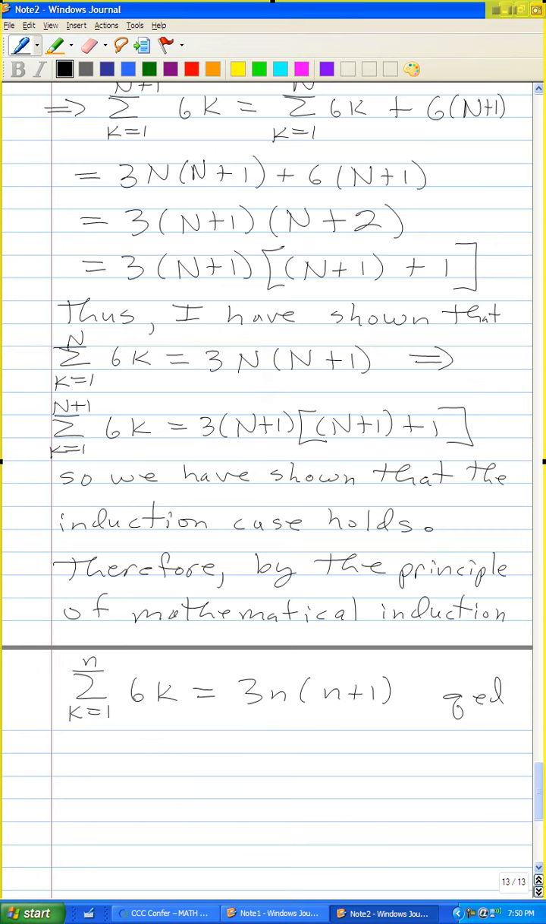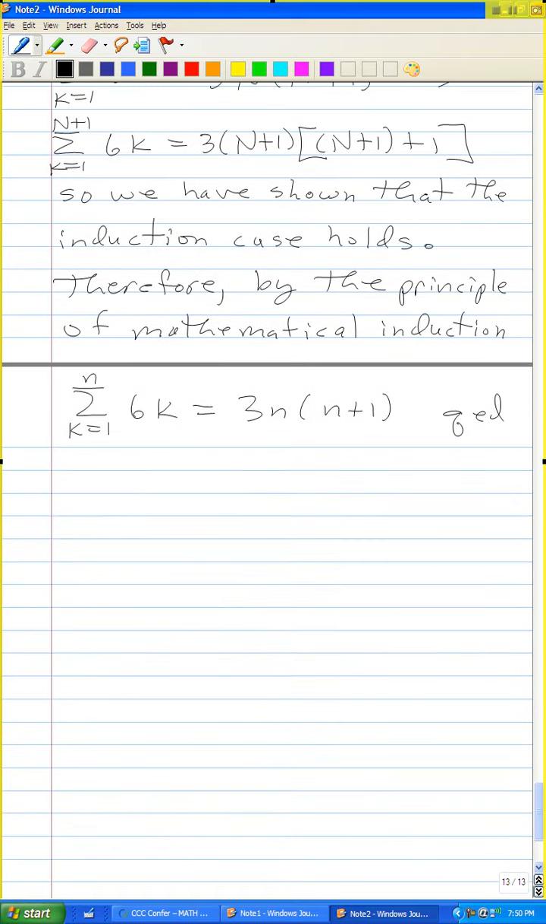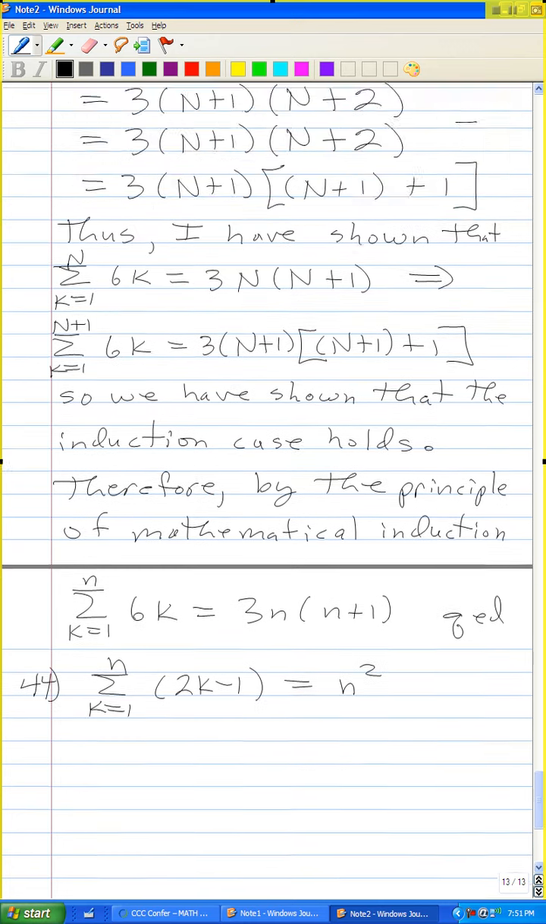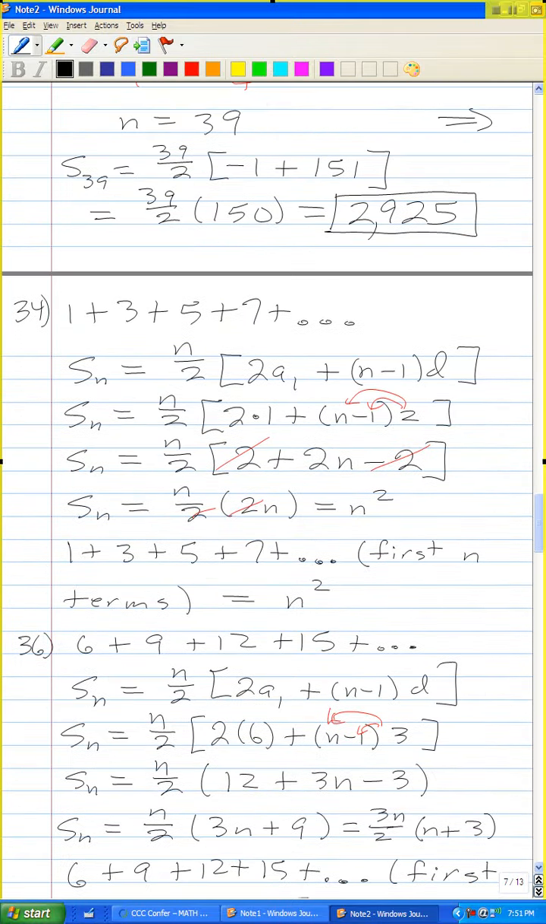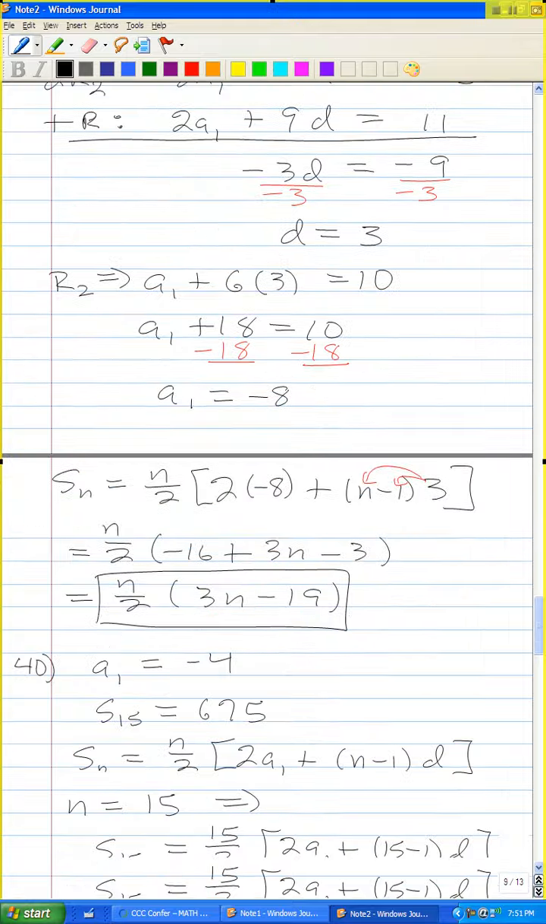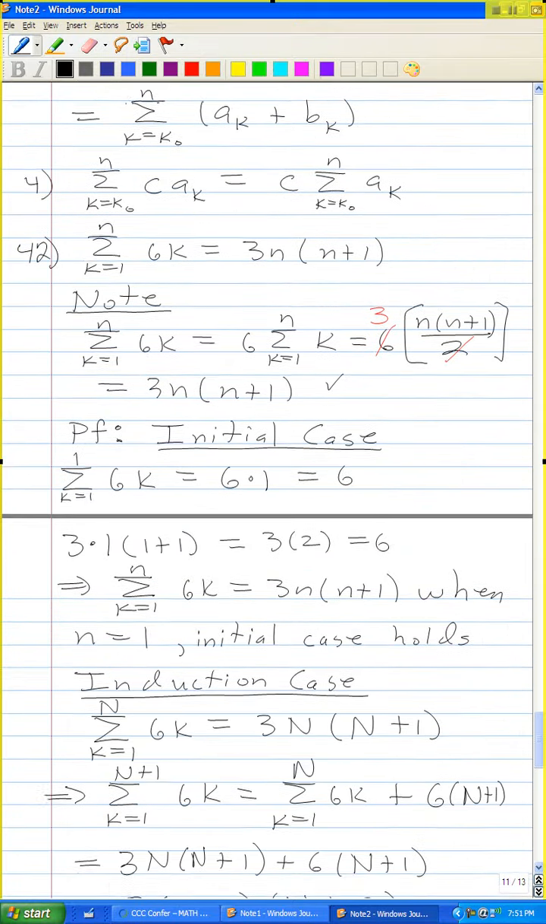Let's do another one of these. Oh, which we've actually shown. Problem number 44: the sum k equaling 1 to n of 2k minus 1 equals n squared. We actually showed that. That's one of the problems we just did. There it is right there. We showed that the sum of the first n odd terms is just n squared. And that's all it's saying.